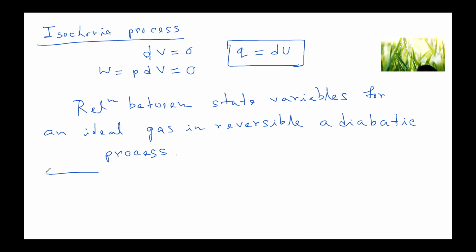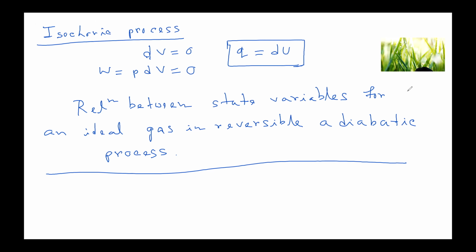So we will derive the relation between the state variables, temperature, pressure, volume, for an ideal gas considering a reversible adiabatic process. I will derive the relations step by step: the relation between T and V, T and P, and also P and V. So let's get started. First, let's derive the relation between T and V, temperature and volume.